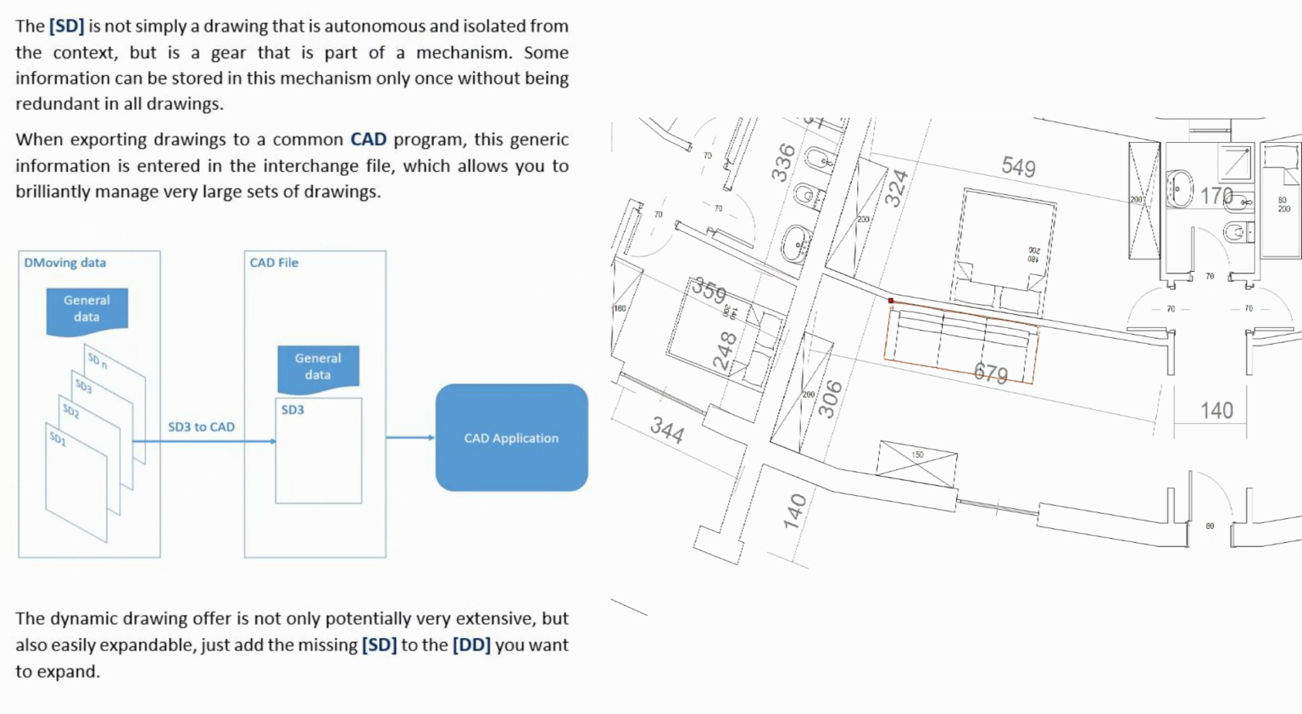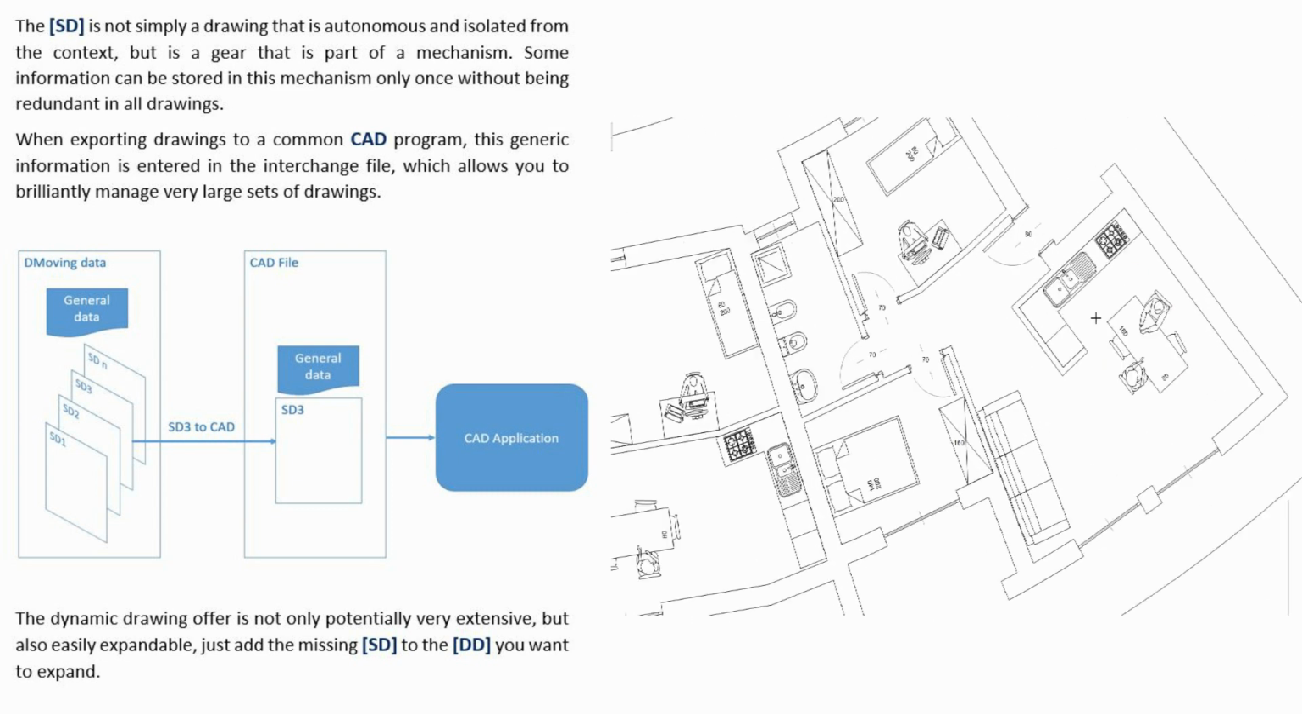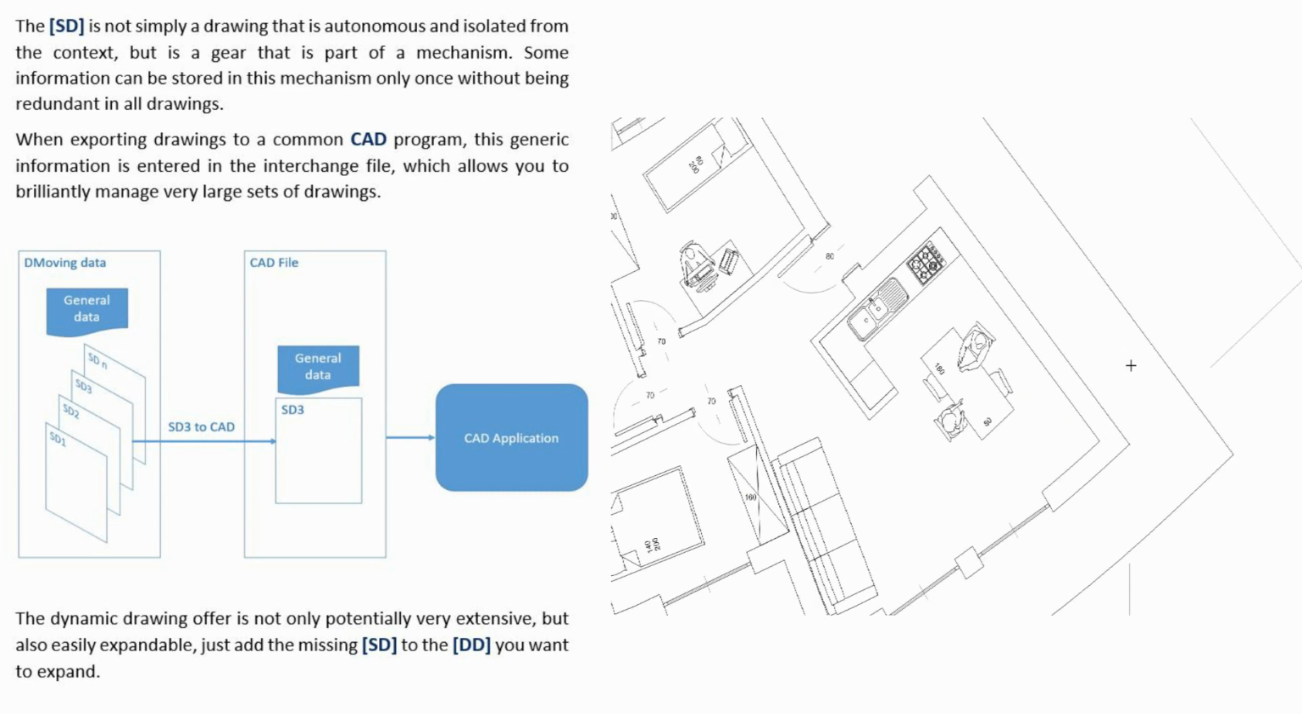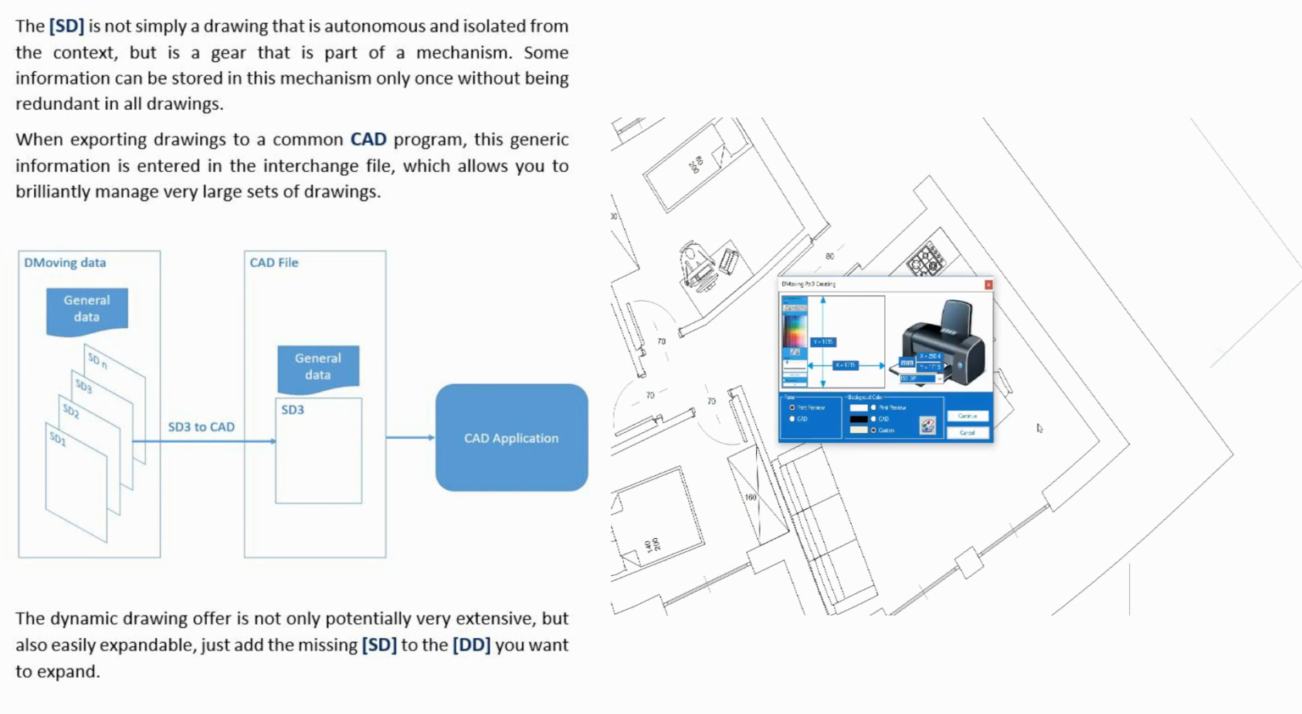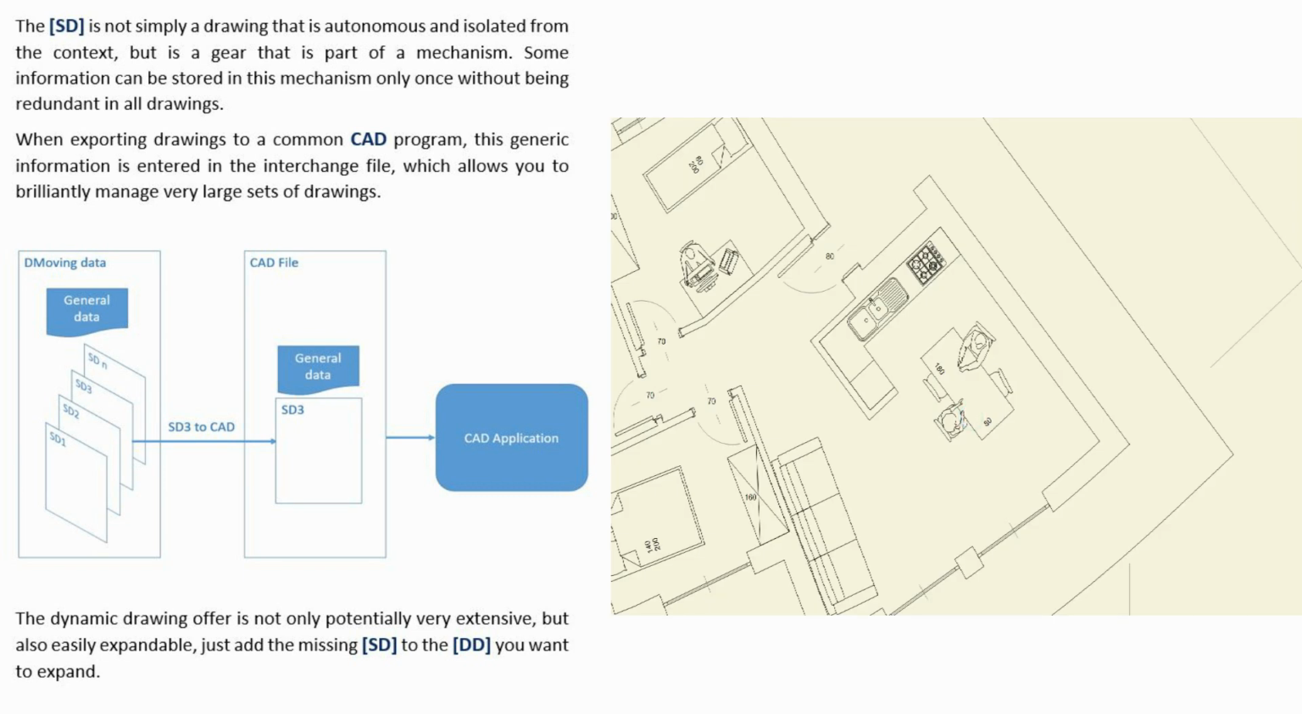The SD is not simply a drawing that is autonomous and isolated from the context, but is a gear that is part of a mechanism. Some information can be stored in this mechanism only once without being redundant in all drawings. When exporting drawings to a common CAD program, this generic information is entered in the interchange file, which allows you to brilliantly manage very large sets of drawings.